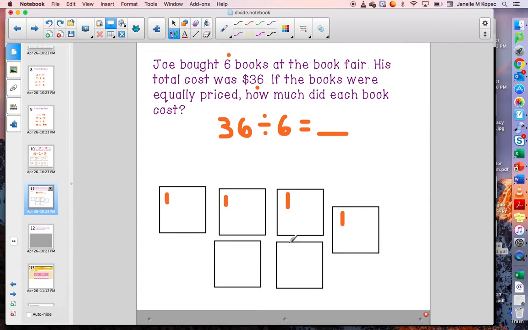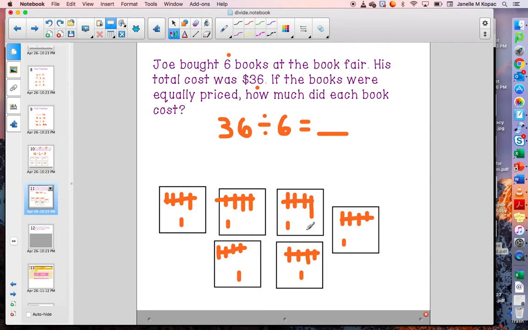Here's 3, 4, 5, 6, 7, 8, 9, 10, 11, 12, 13, 14, 15, 16, 17, 18, 19, 20, 21, 22, 23, 24, 25, 26, 27, 28, 29, 30, 31, 32, 33, 34, 35, 36.